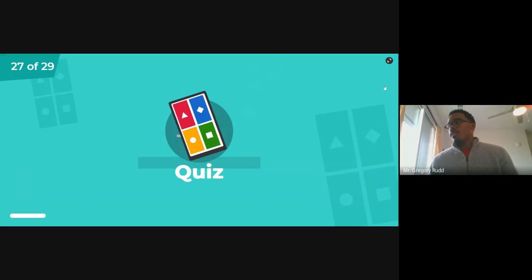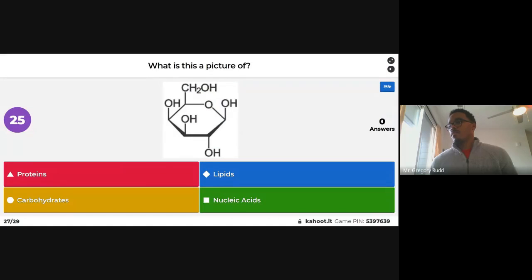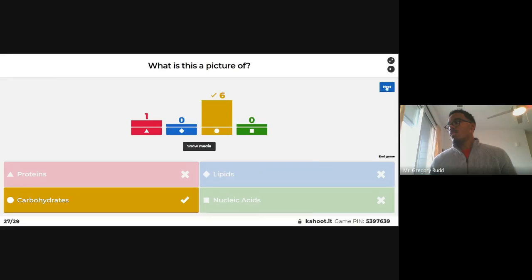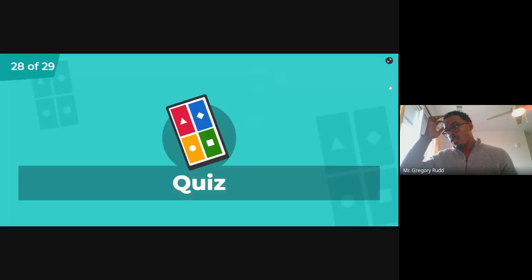What is this a picture of? Yes, that is a carbohydrate. That's a picture of glucose, actually. All right, let's see if Fanique can crack 20,000 as well. We've got 2 questions left.